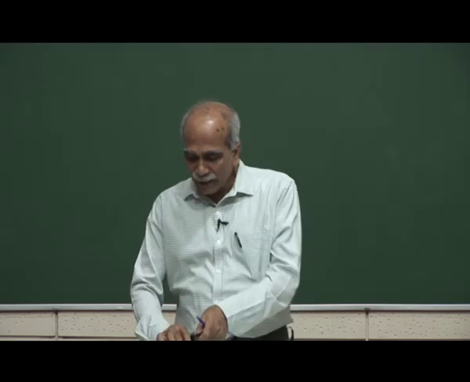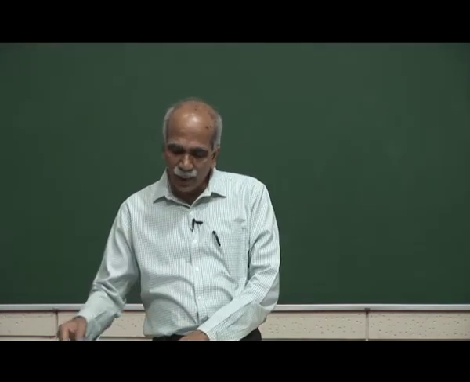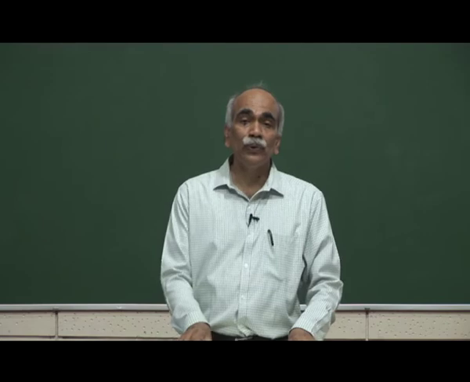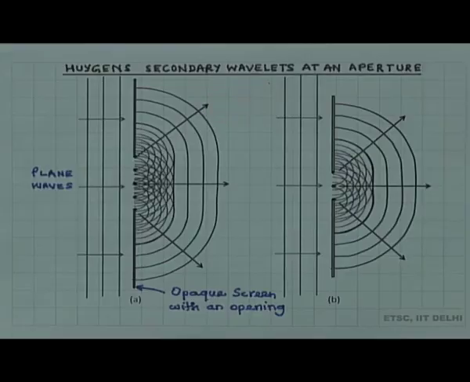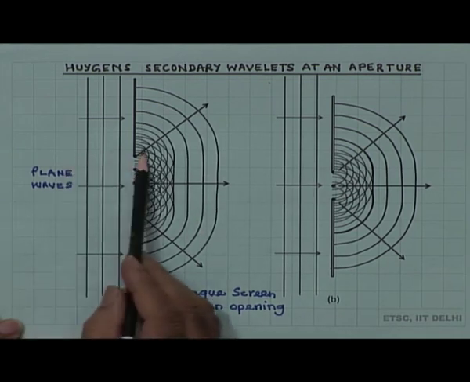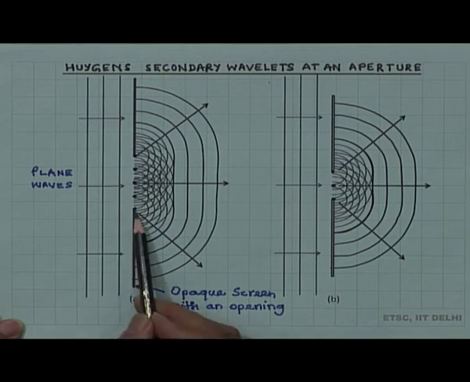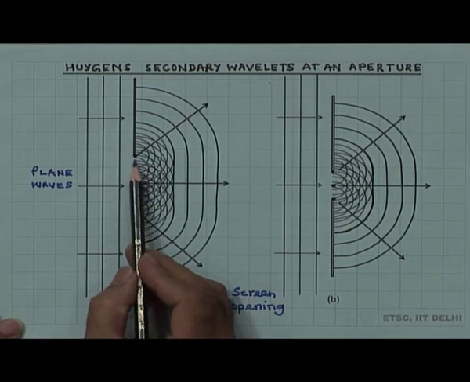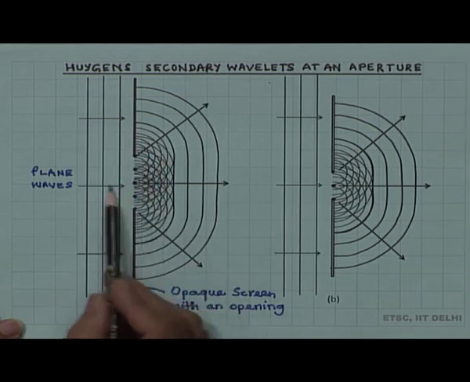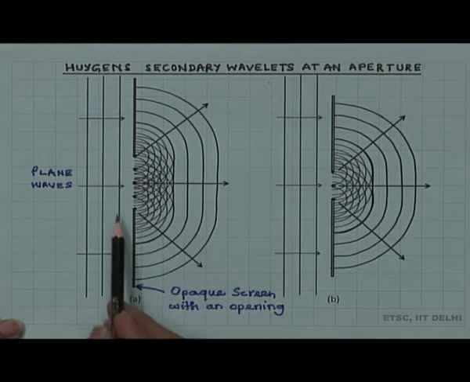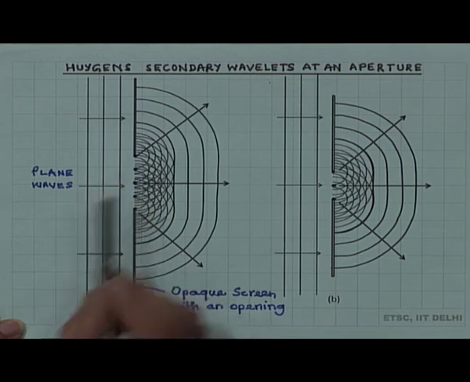I have some diagrams here which will illustrate it more clearly. So, let me show you some diagrams here. Huygens secondary wavelets at an aperture. This is drawn using a computer. Plane waves are incident here, there is an aperture here. So, we have considered different point sources here and then constructed the secondary wavelets which are spheres originating from the point sources.